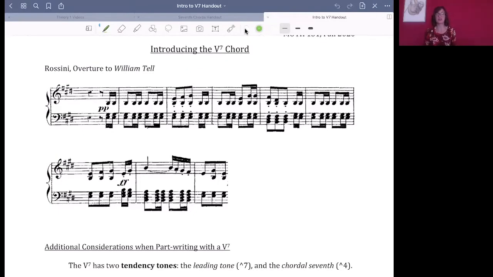I'm going to play this snippet for you, and I want you to just take a look at your score. It goes by really quickly, it's quite fast, but follow your score, and I want you to take stock of the harmonies that we're dealing with.